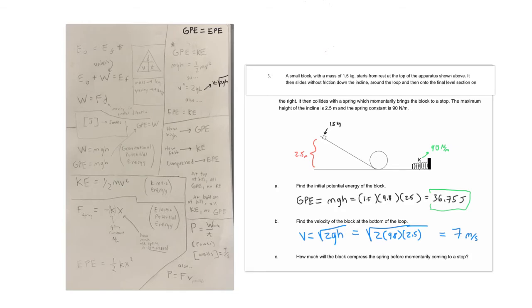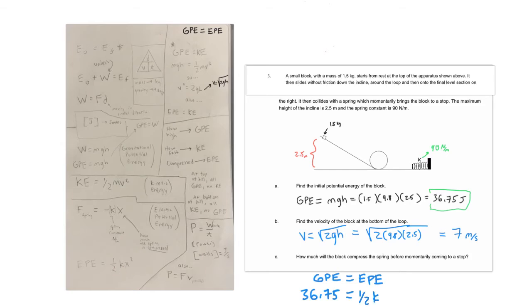Let's see, how much will the block compress? Well, keep in mind, we already have the GPE, it's this, and we know that the GPE equals the EPE. The EPE is the one that has the X in it, right, and the spring constant. So we can really just crush this problem by recognizing, okay, GPE equals the EPE. We already have the GPE, it's from here, that's 36.75. So 36.75 equals, well, what is the EPE? The EPE is 1/2 K times X squared.